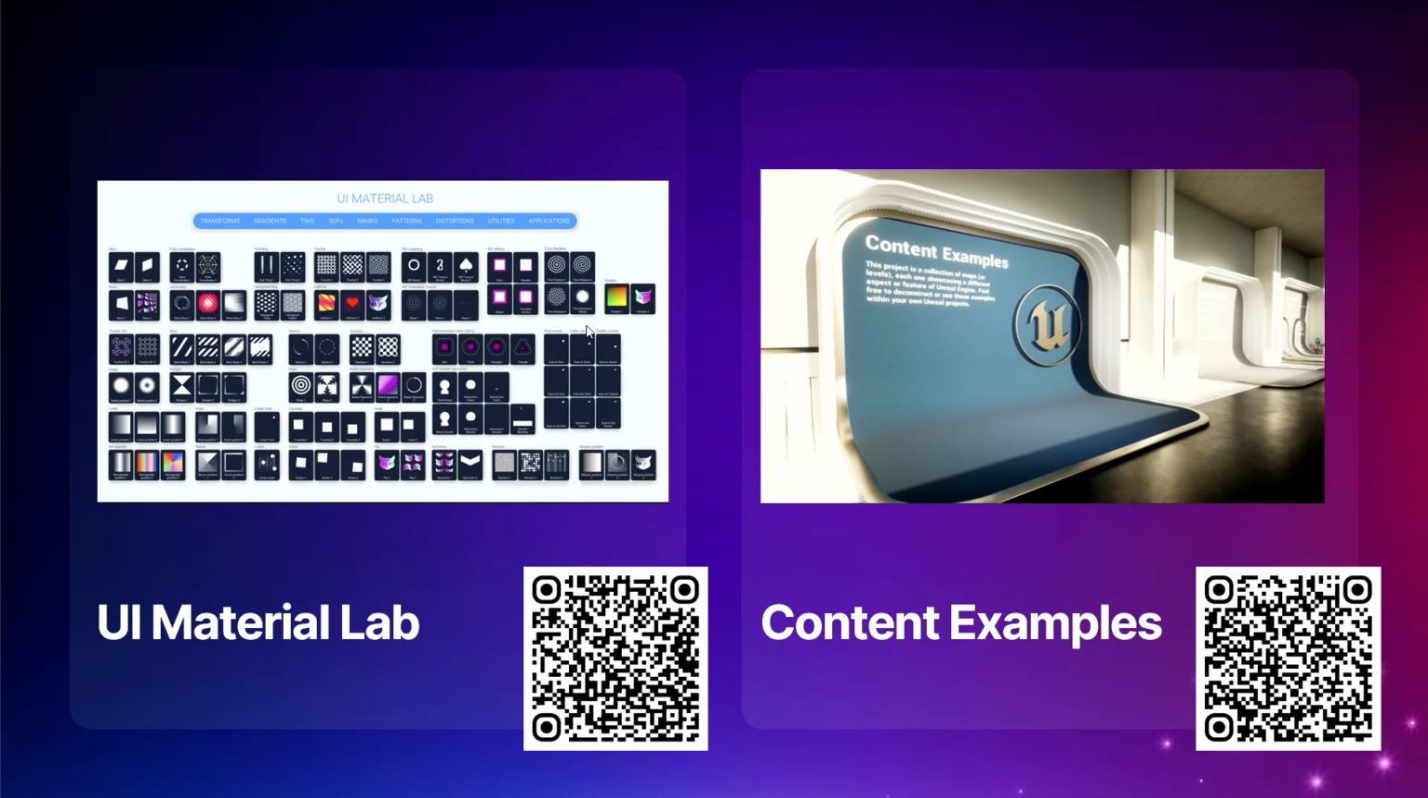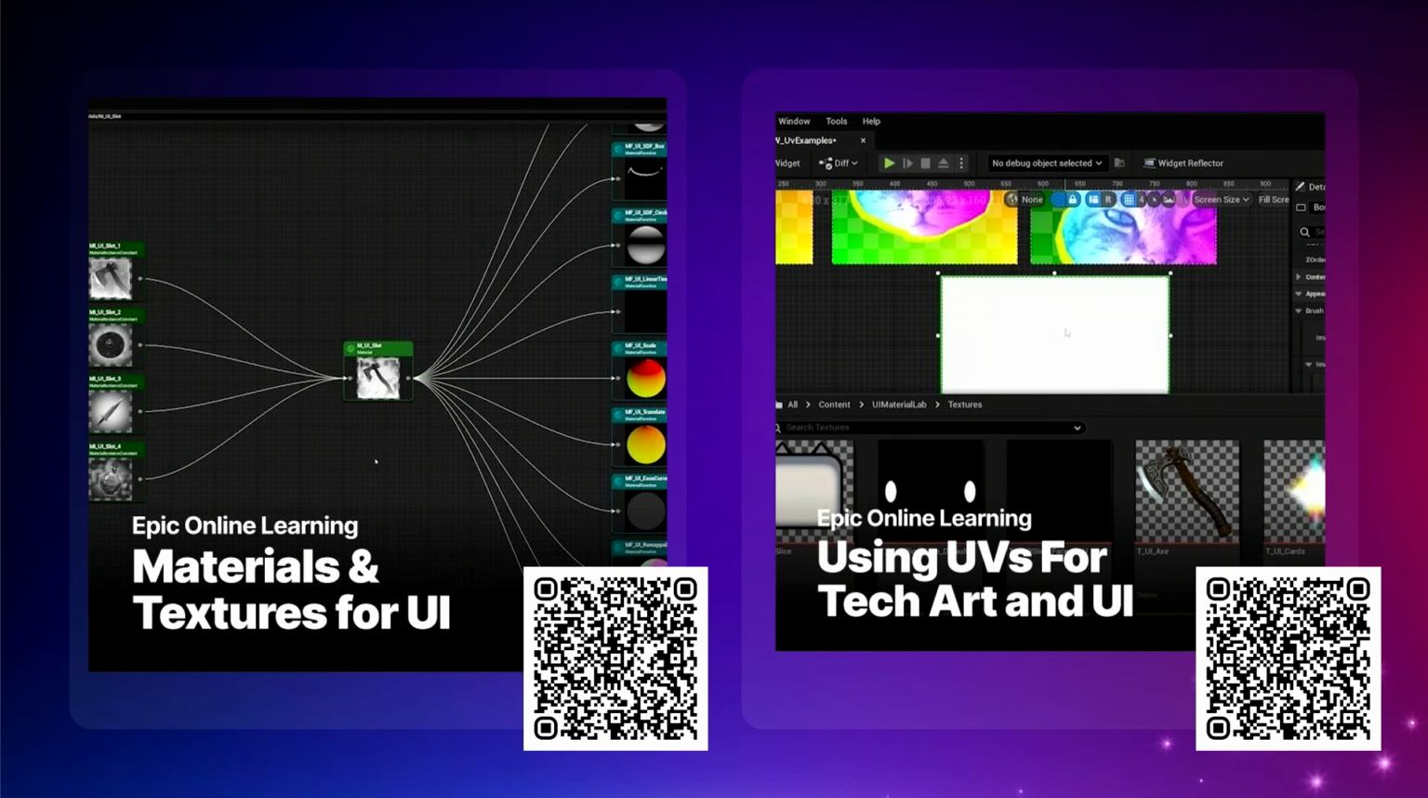If you were curious to grab the Material Lab, it's right there. Content Examples also has tons of great post-processing effects in there. So if you want to see other cool UI post-processing effects in there, grab the Content Examples. Should be good.